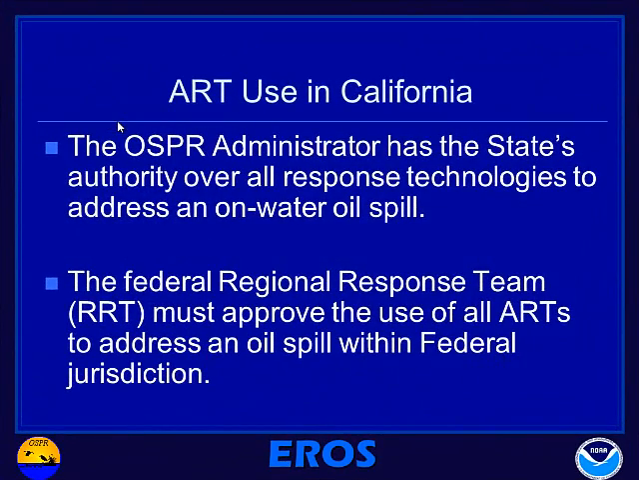So ART use in California has a couple of different tiers or umbrellas of authority that it rests under. Our administrator for OSPR has the state's authority over all response technologies to address an on-water oil spill. So, mechanical or applied response technologies, the OSPR administrator for state waters, marine or fresh, has the state's authority.